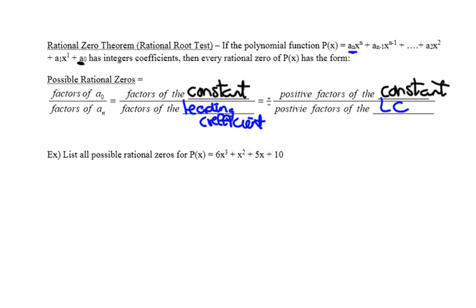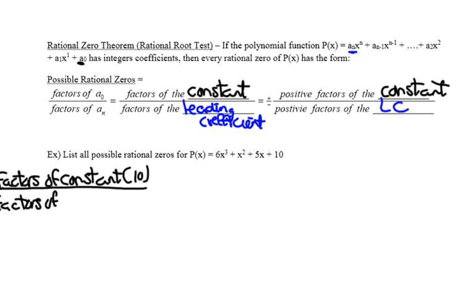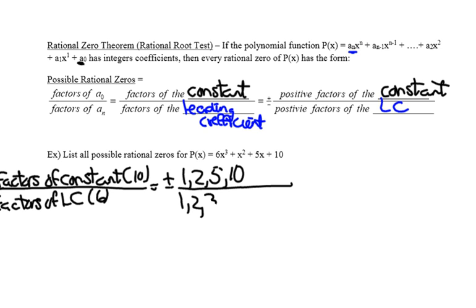All right, so I want to list all possible rational zeros for this polynomial function equation. So, first thing I would like to do, let's write out factors of the constant. The constant here is 10, divided by factors of the leading coefficient, which is 6. So, factors of 10 and factors of 6 are 1, 2, 3, and 6.